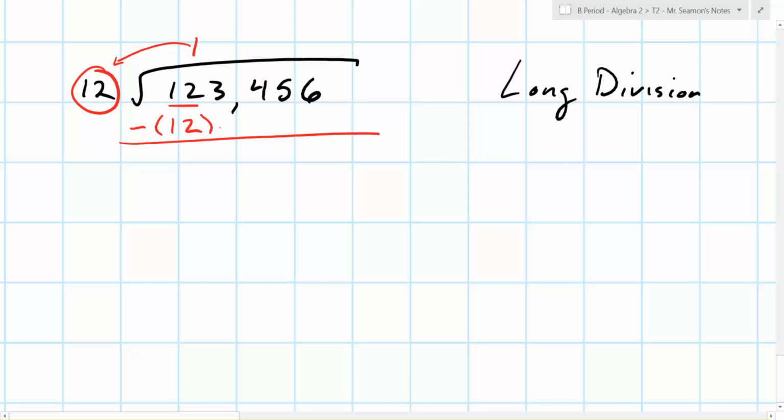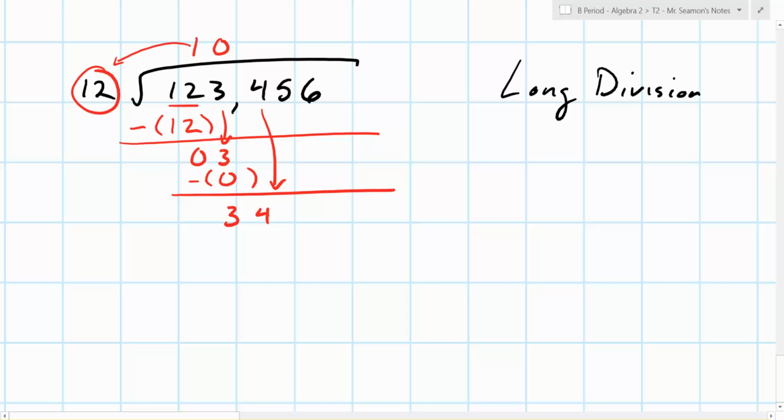Just watch. If I subtract 12 from 12, what do I get? 0. And then what do I drop down? 3. How many times does 12 go into 3? 0 times. So then 0 times 12 is? 0. When I subtract this, putting the parentheses around, what's 3 minus 0? 3. And then what do I drop down? Bring down the 4.